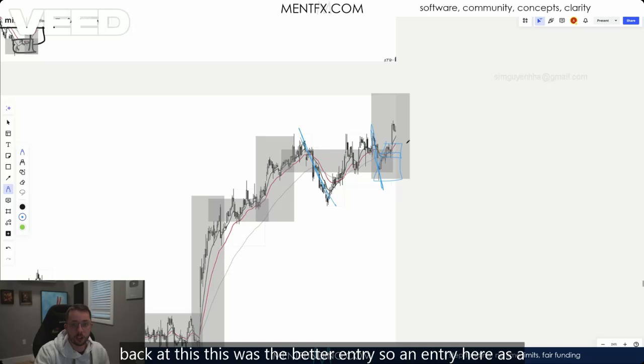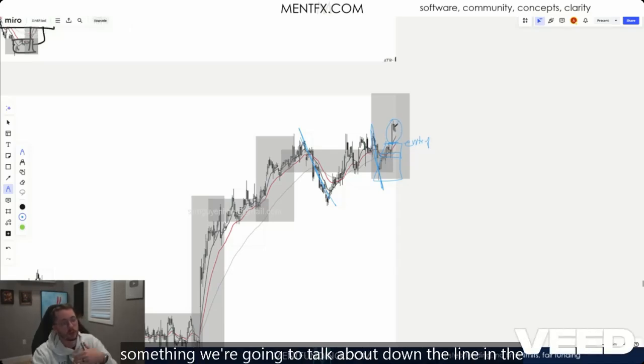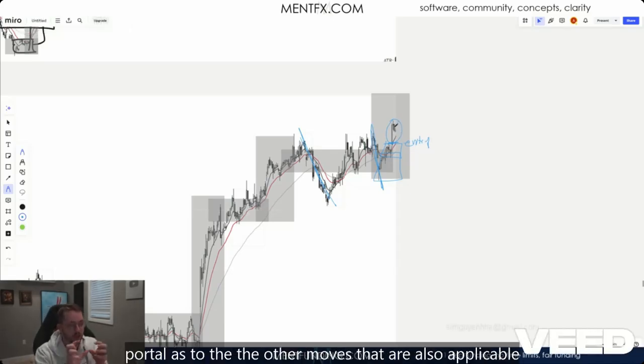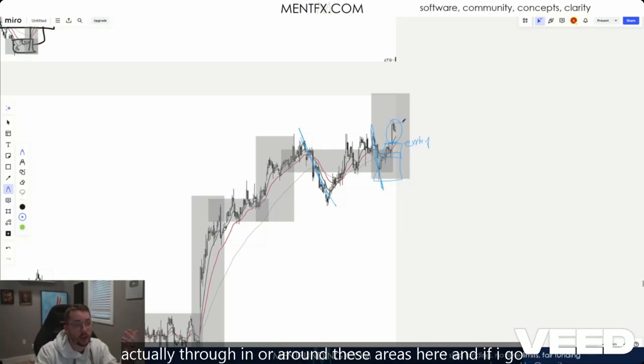So honestly, looking back at this, this was the better entry. An entry here as a buy was a lot better, right? And then this should be profit. However, I entered this a little bit late. This is going to be something we're going to talk about down the line in the portal, as to the other moves that are also applicable given the momentum that's present in a market. So I entered actually through in or around these areas here.